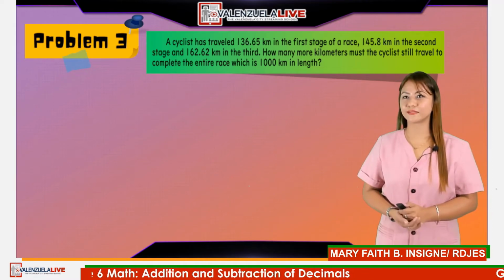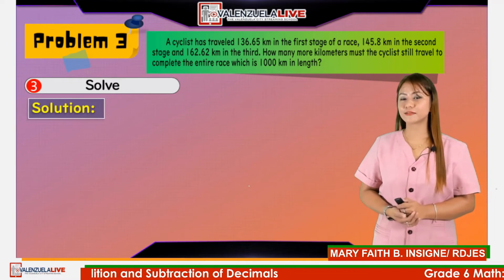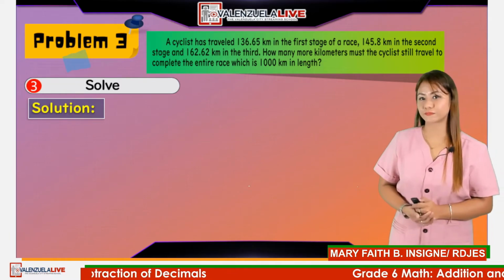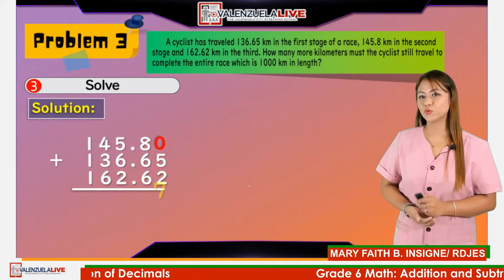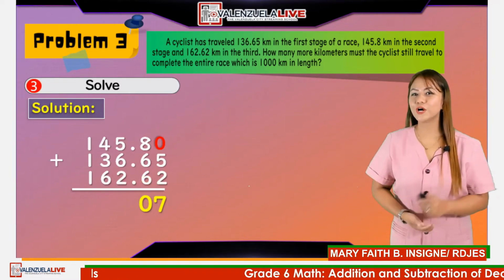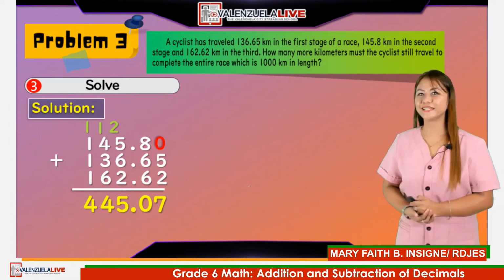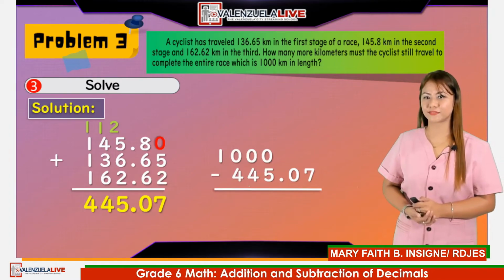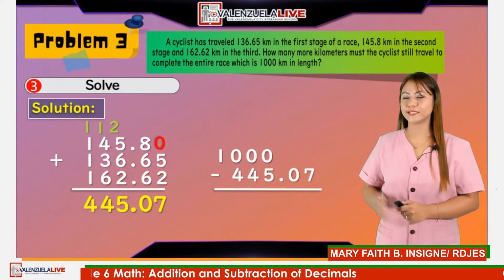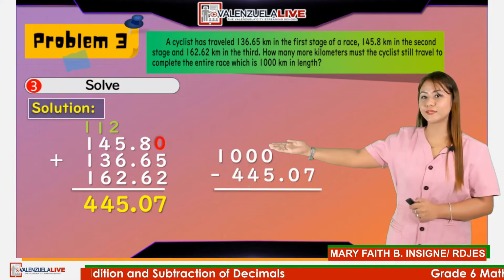Then carry out a plan. In this problem, it will be solved again in two parts. First, by getting the sum of the total distance from first to third stage. After getting the sum, we need to subtract it from the total distance. And by doing so, we will get 445 and 700 thousandths kilometers, the total distance from first to third stage. Then, subtract it from the total distance of the race, which is 1,000.